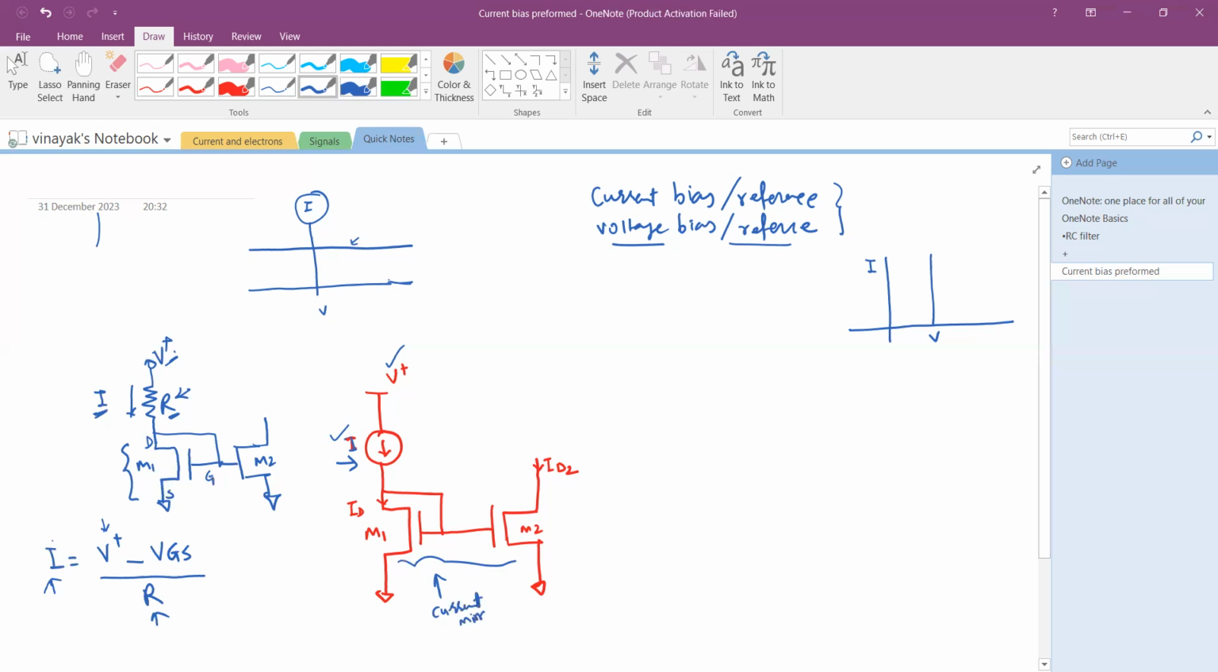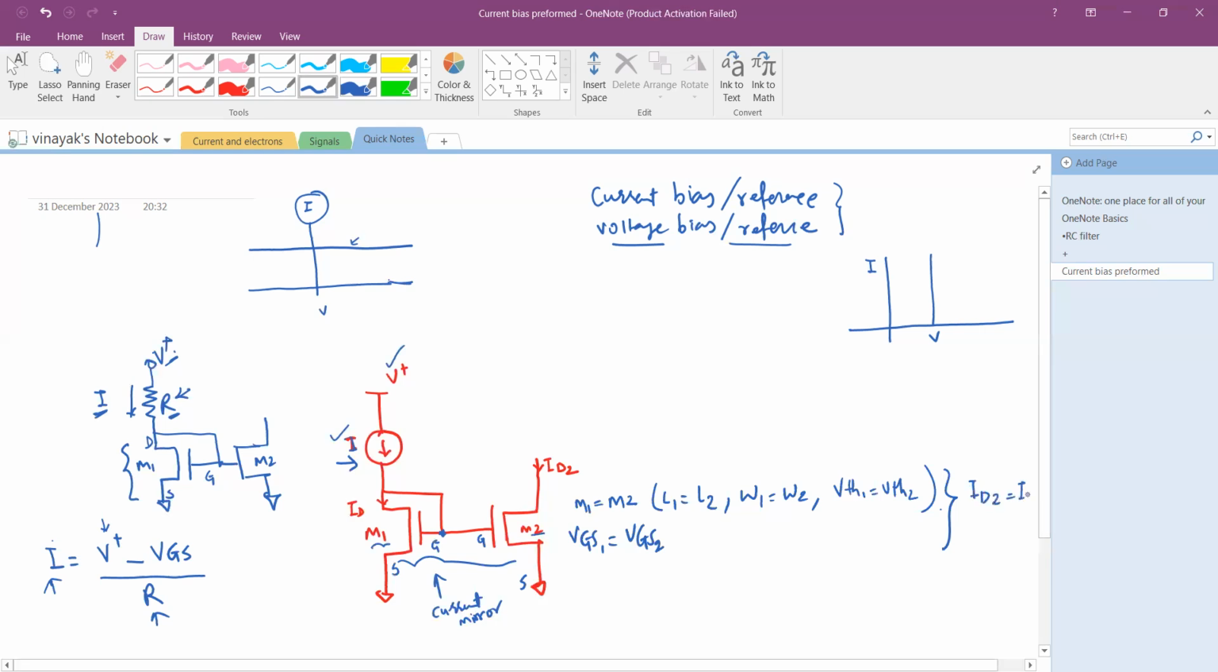So this circuit is helping me to mirror the current in M1 into M2. The condition we have seen before: M1 and M2 are exactly the same type, and their voltage is VGS, that is at the gate and the source here. Here also gate and the source. So VGS1 is equal to VGS2, and M1 and M2 are same. That means their lengths are same, their widths are same, their threshold voltages VTH1 equal to VTH2 are also same. And when such a condition happens, I will say ID2 is equal to ID1.